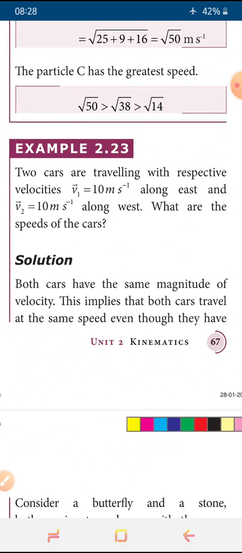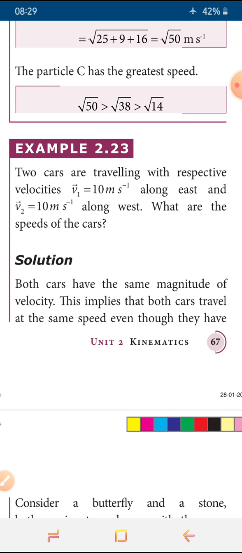And the next one is example 2.23. The question is, we have 2 cars. These 2 cars are traveling with the respective velocities. V1 vector is equal to 10 meter per second along east, and V2 is equal to 10 meter per second along west. It is given that one is traveling east and the other west. It is exactly opposite.